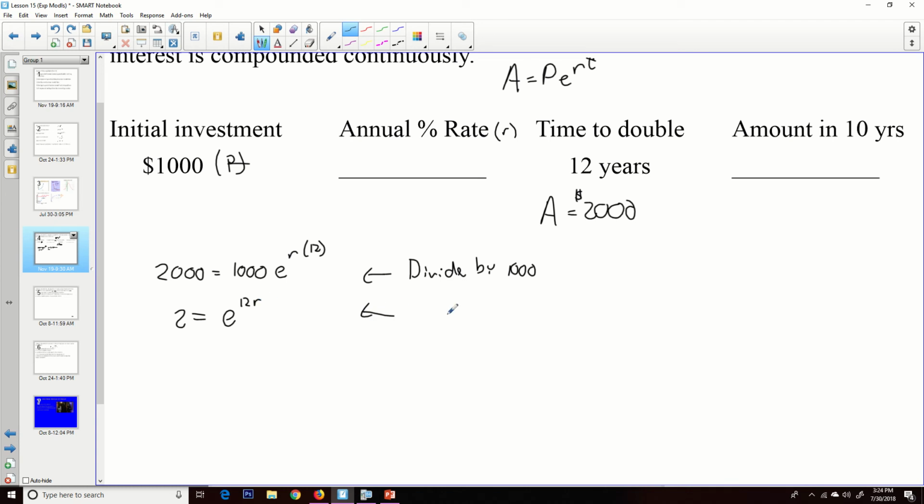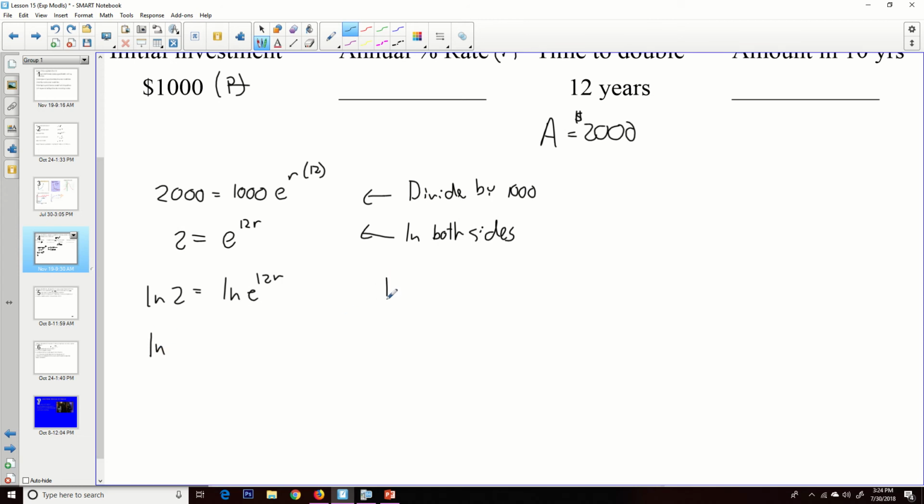All right, so we're solving for r. ln of both sides. That will allow us to apply the property that brings the exponent down. And in fact, ln e cancels out, and so I get the ln of e is equal to 1. And so the ln of 2 equals 12r. r equals the ln of 2 all over, oops, I did that incorrectly. Let's try it one more time. r is going to be equal to the ln of 2 all over 12.